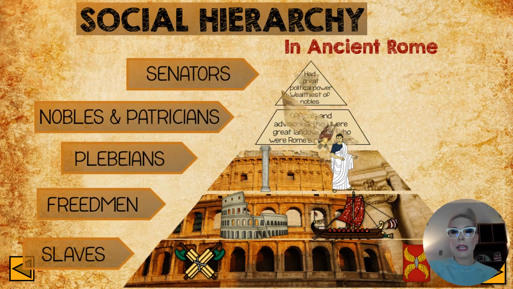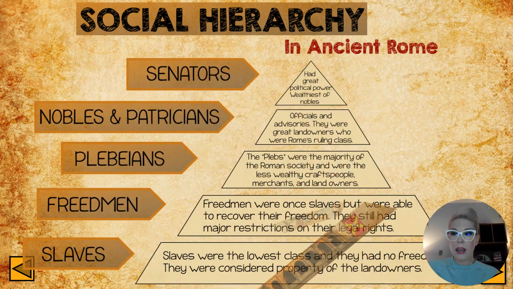Okay, so like in most of the videos that I do, there's a social hierarchy. The senators were at the top, then nobles and patricians, and then plebeians, and freedmen, and then slaves.